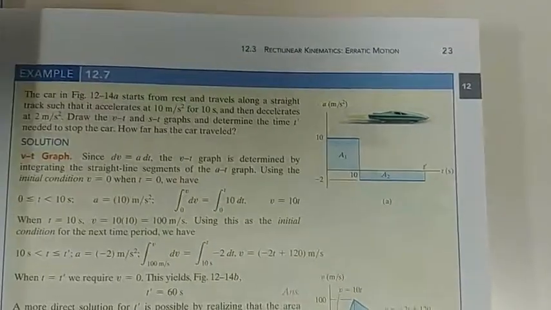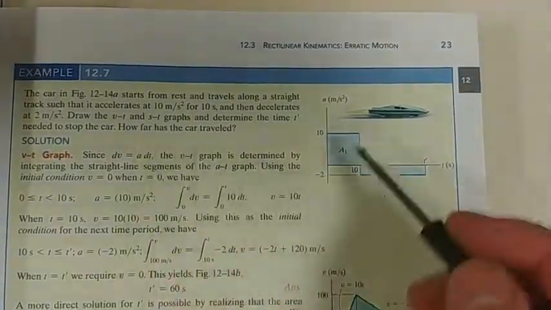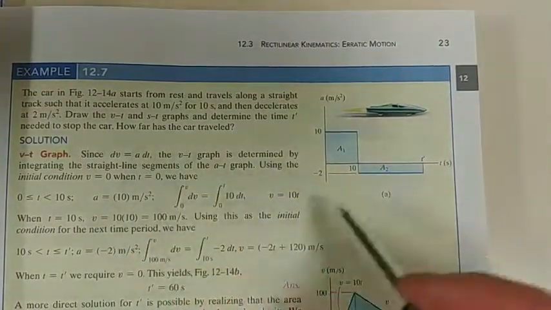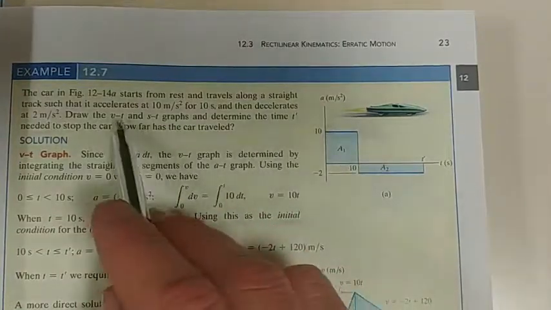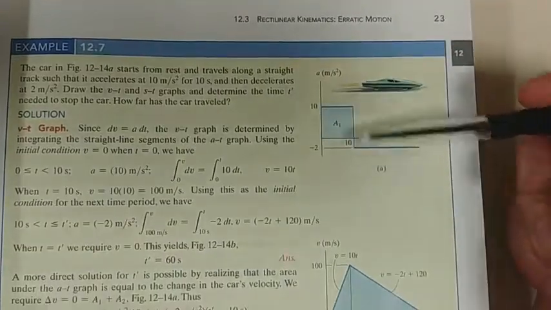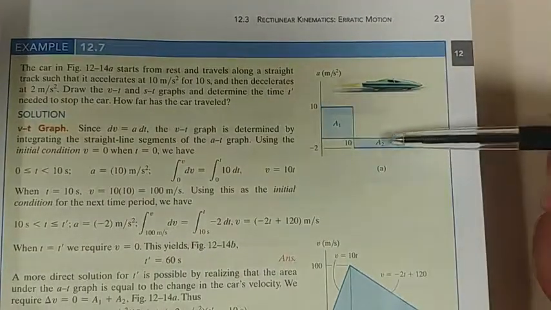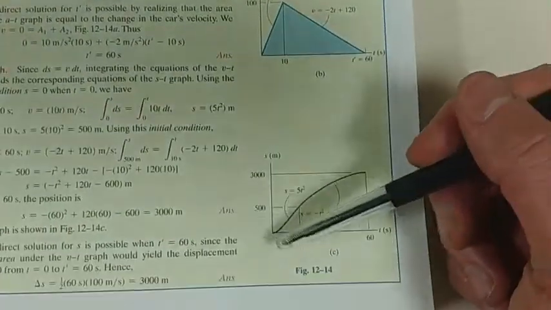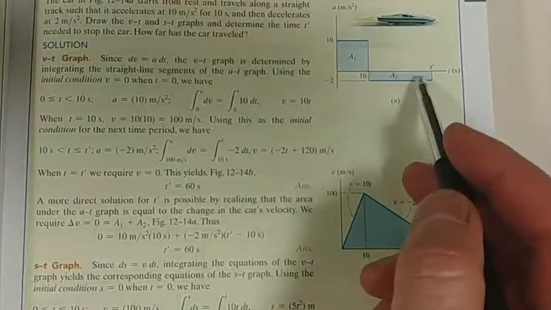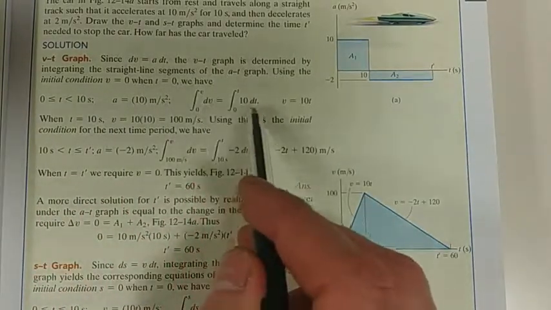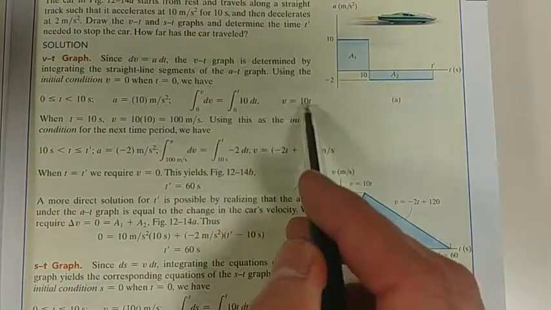So again, the point is you need to look at what you have. A is a function of time. What am I looking for? In this problem, I'm looking for velocity time and position time. So now, instead of differentiating, I need to integrate my acceleration to get to velocity, and integrate my velocity to get to position. Again, we break it up into its different time periods, 0 to 10. What is my acceleration? Now I need to integrate my acceleration equation to get my velocity equation.